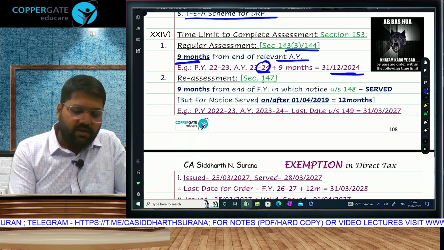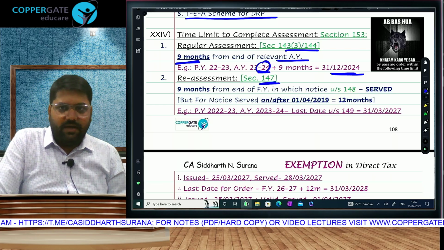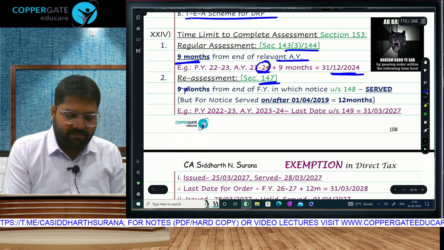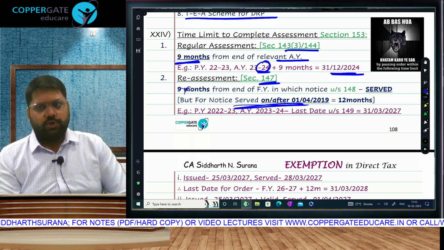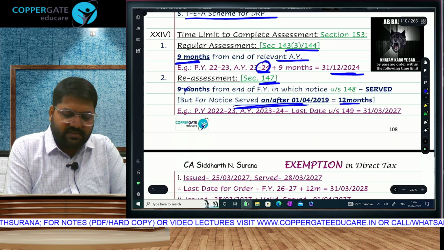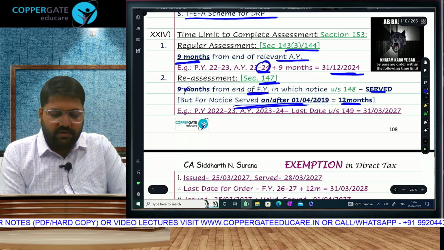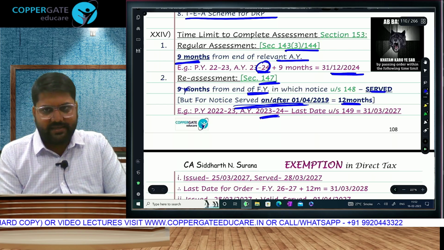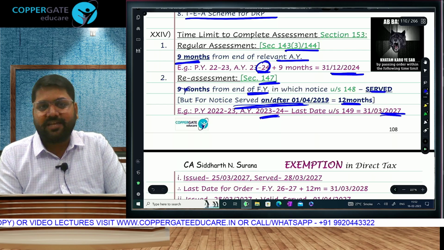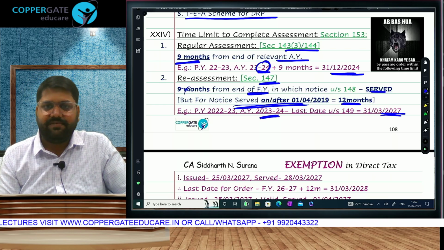However, in case of reassessment, so one is your regular assessment, other is your reassessment. Earlier it used to be 9, but for notices that are given on or after 1/4/19, and today we are in 23, we will see 12 months from the end of the financial year in which the notice was served. So, supposingly if we talk about AY 23-24, your exam year, if we calculate the 3 years time limit, the normal time limit, then last date to issue the notice will be 31st March 27.